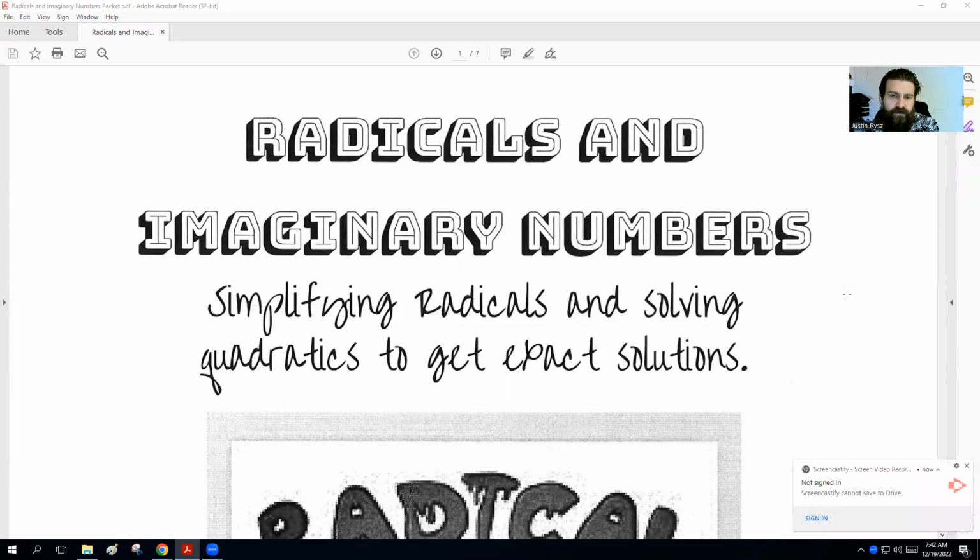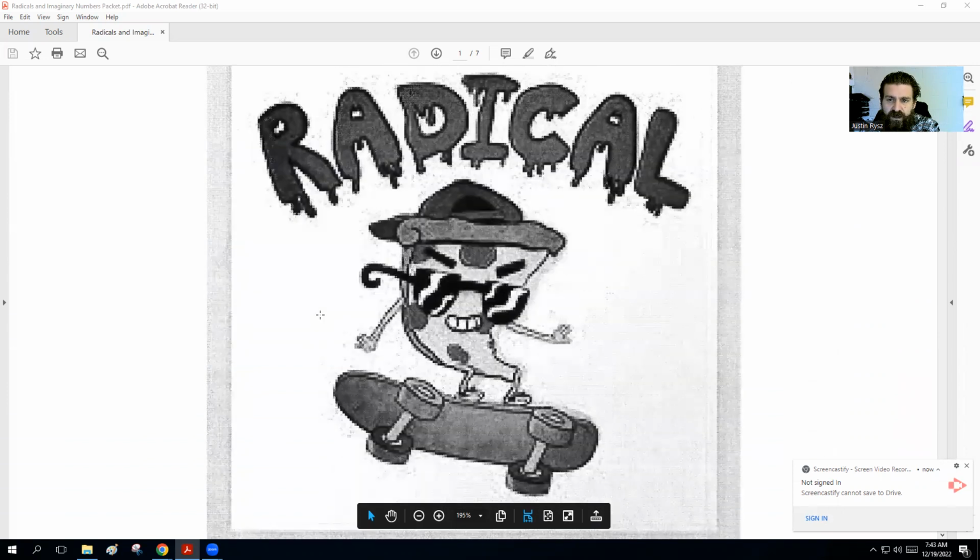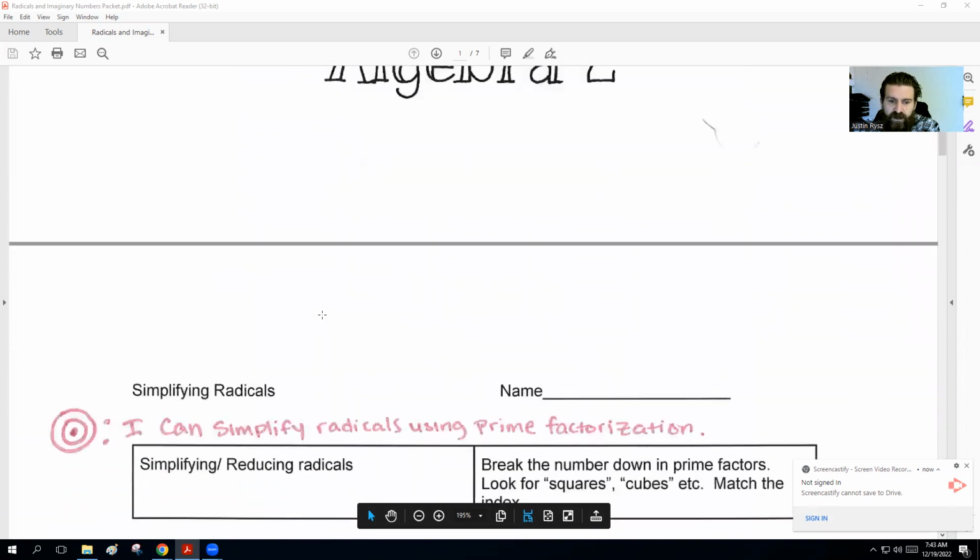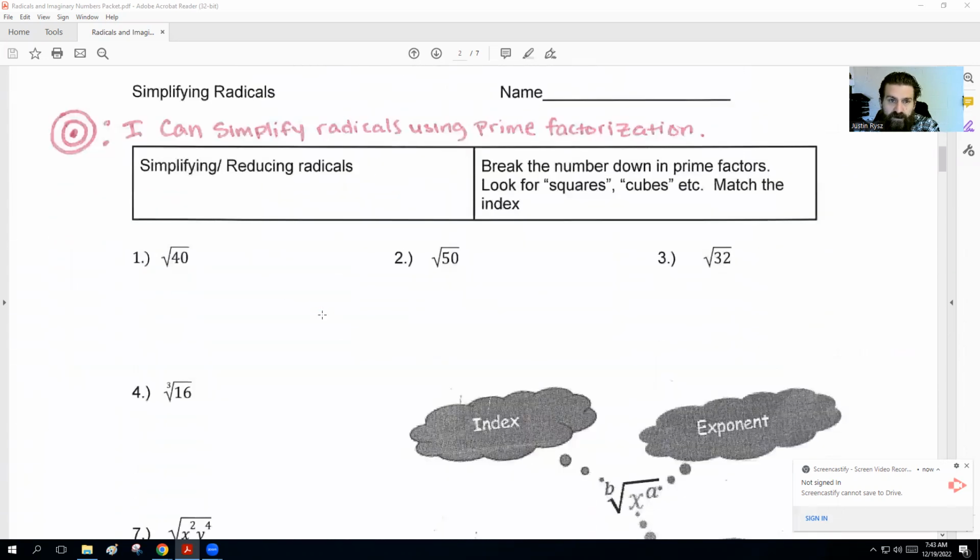What we're going to be looking at in Chapter 5 are radicals and imaginary numbers. So, taking a step back from our typical math and polynomials, we're focusing on other types of numbers that we haven't been spending too much time on. So today we're going to get pretty radical here, and we're going to be simplifying radicals.